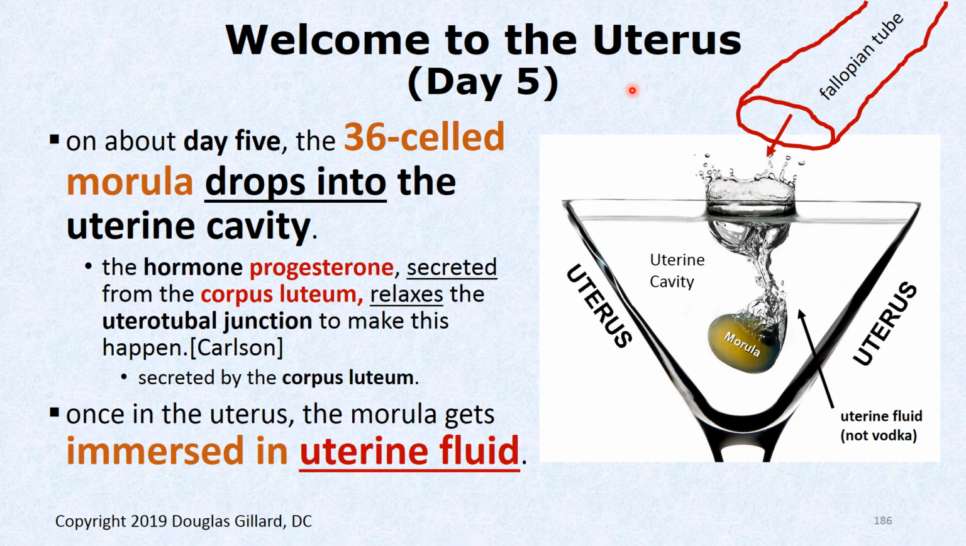So about day 5, by now we're 36 cells. Morula started out 16. 36 by day 5, our 36-cell morula goes kerplunk, comes out of the fallopian tube and drops not into the martini glass, but it is a martini glass. It's filled with a uterine fluid.